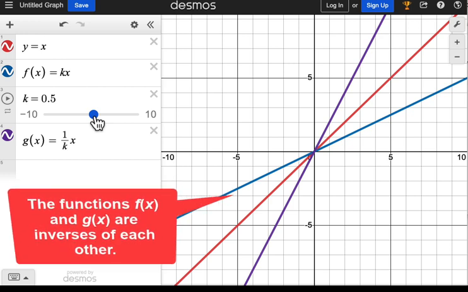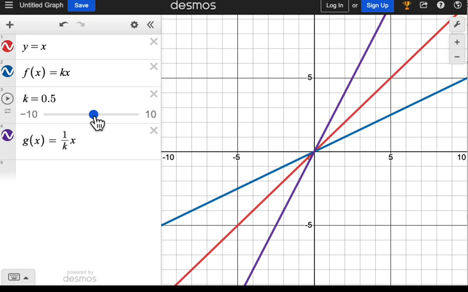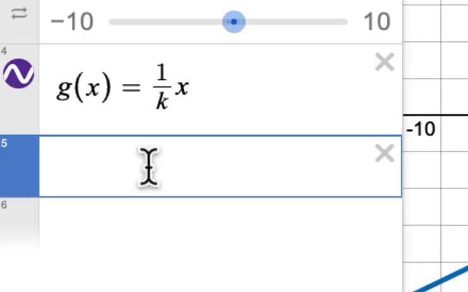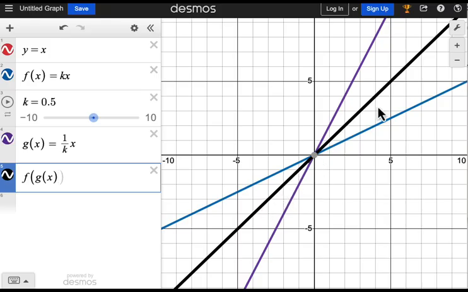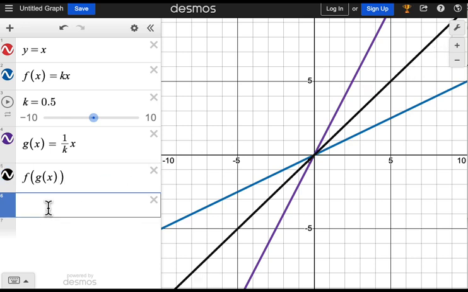So what do you think the graph of f of g of x would look like? Let's graph it to see. Input f of g of x, and you can see that the graph of it is identical to y equals x. Now look at g of f of x. It also has the same type of graph, overlapping y equals x.